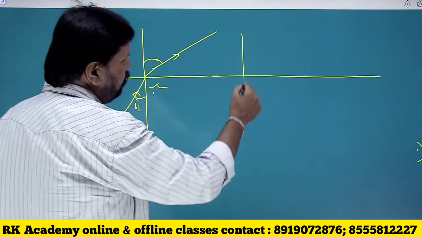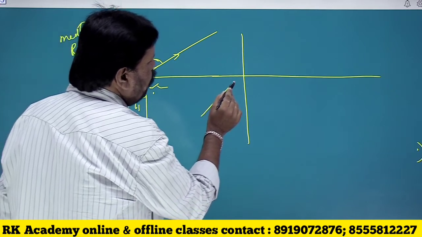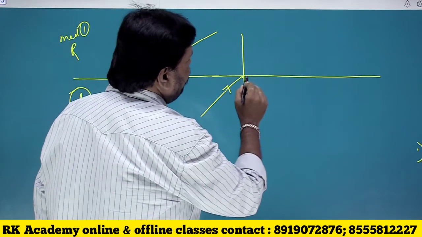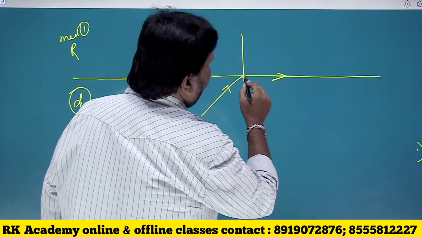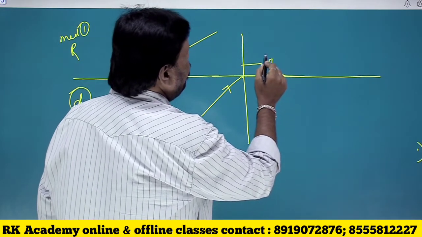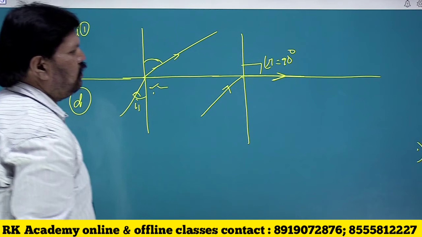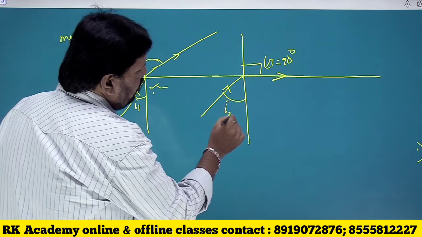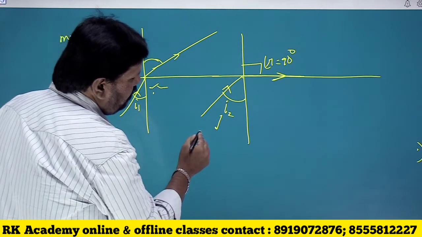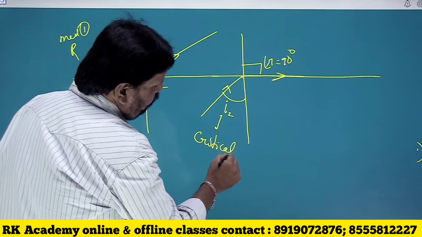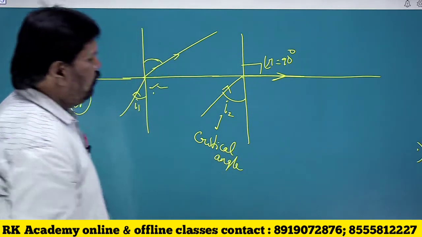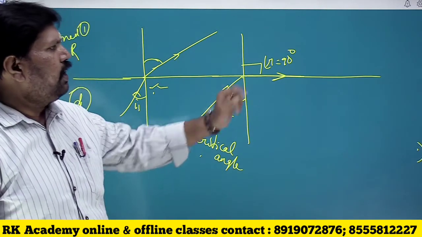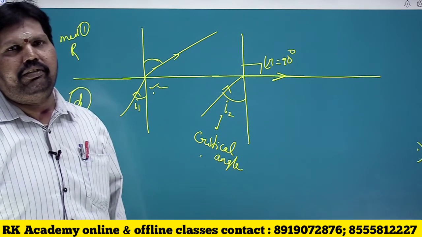Now this time, if you increase the angle of incidence more, then instead of refracting, you can observe that it grazes along this interface. That is, the angle of refraction is 90 degrees. The angle of incidence for which the angle of refraction is 90 degrees is known as the critical angle. Critical angle is nothing but the angle of incidence for which the angle of refraction is 90 degrees.